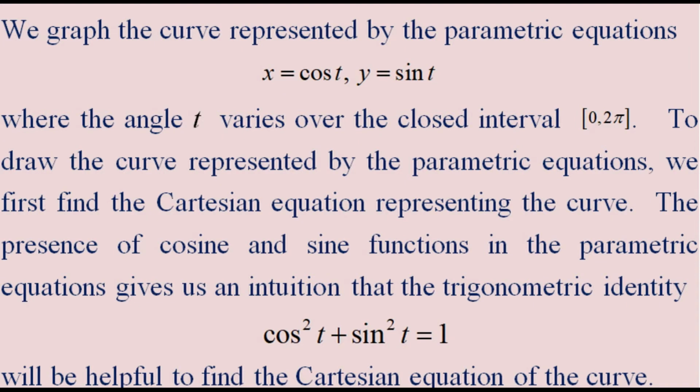Now we consider an example. We graph the curve represented by the parametric equations x is equal to cos t and y is equal to sin t, where the angle t varies over the closed interval 0 to pi. To draw the curve represented by the parametric equations, we first find the Cartesian equation representing the curve. The presence of cosine and sine functions in the parametric equations gives us an intuition that the trigonometric identity cos squared t plus sin squared t is equal to 1 will be helpful to find the Cartesian equation of the curve.